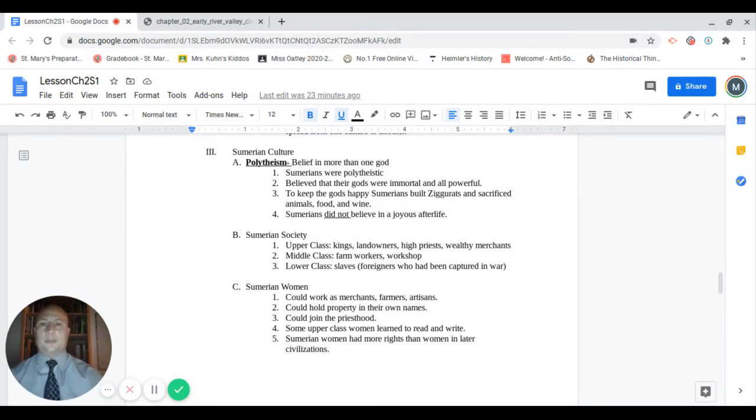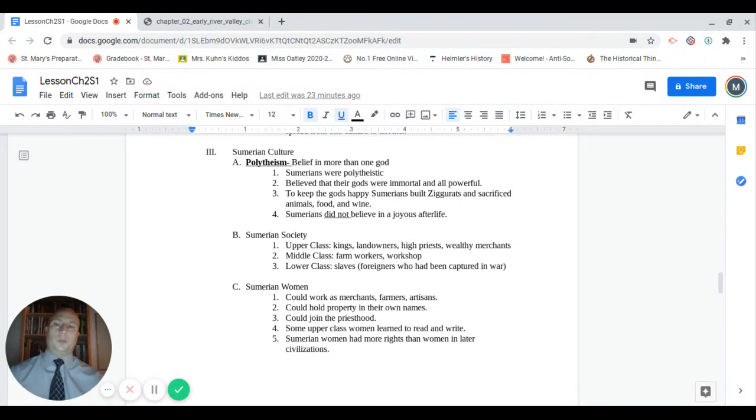Now, to keep their gods happy, the Sumerians would build giant temples called ziggurats, okay? And they would sacrifice animals, food, and wine. We don't have much evidence of them sacrificing humans. Other civilizations in the ancient world did that. The Sumerians, we don't have much evidence of that.